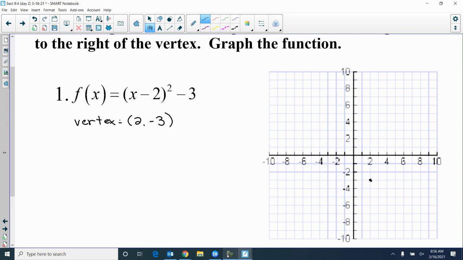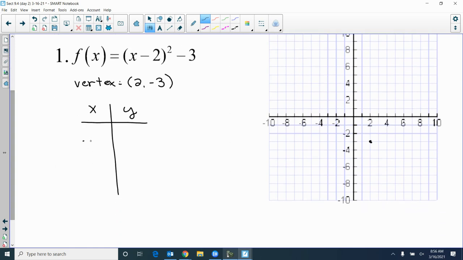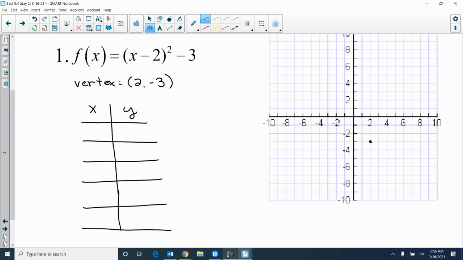All right, now what points do we now pick? You have to have a table of 5 values. And actually the vertex is going to be in the middle. Okay? So I'm going to have 1, 2, 3, 4, and I'm going to have one more down here. So the vertex is going to be there, and I need to do 2 basically kind of to the left or above it, and 2 below it.